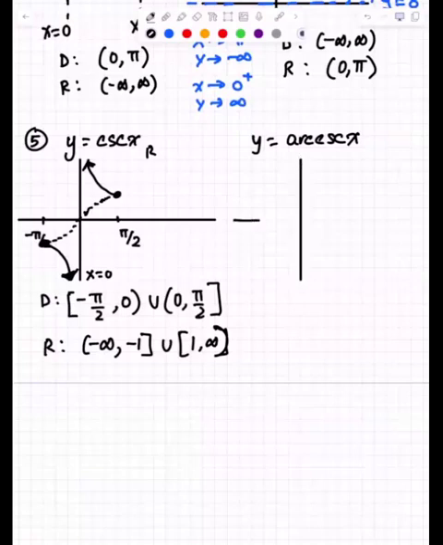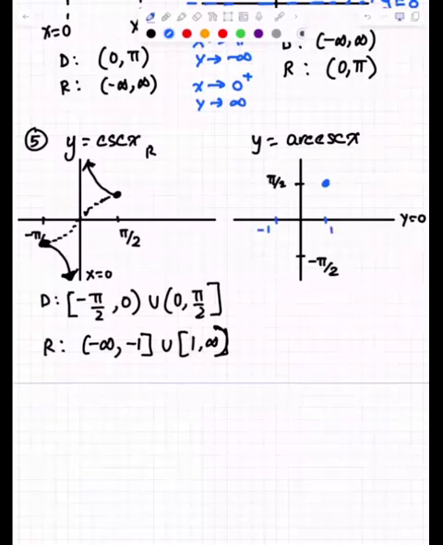So remember, x's and y's flip. So now, instead of going from negative pi over 2 to pi over 2 in the x's, we'll do that in the y's. Negative pi over 2 to pi over 2. The vertical asymptote x is equal to 0 will become the horizontal asymptote y is equal to 0. Let's use a nice point. Pi over 2 comma 1 will become 1 comma pi over 2. And negative pi over 2 comma negative 1 will become negative 1 comma negative pi over 2.